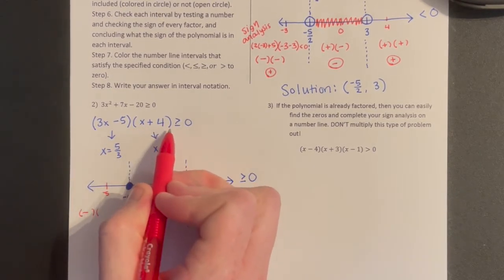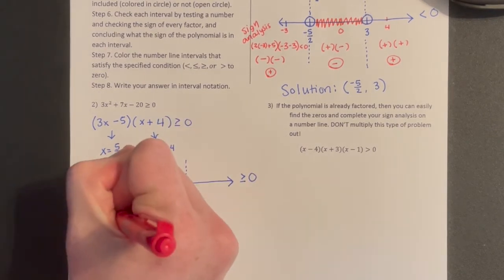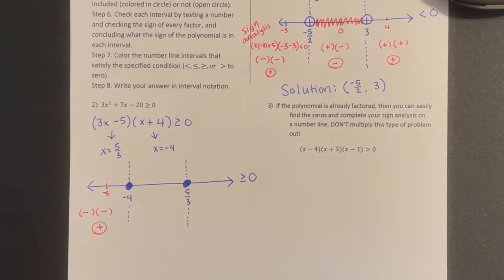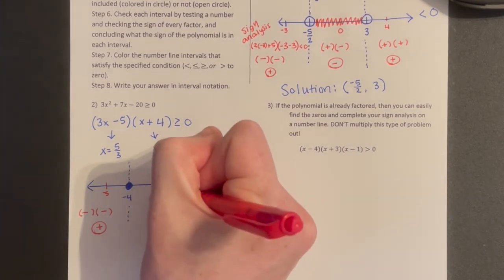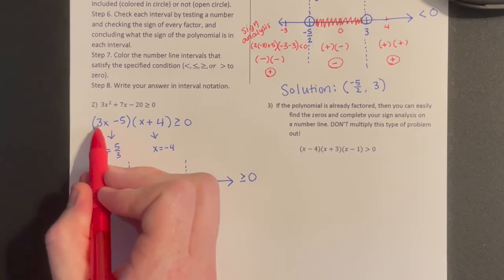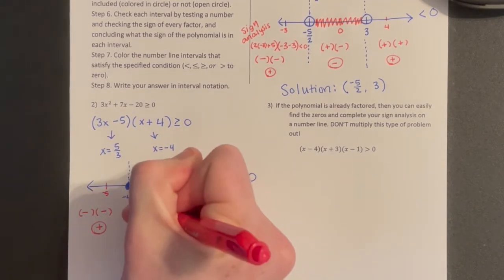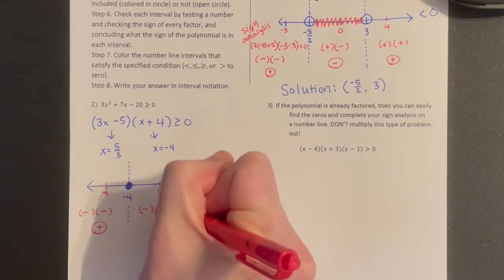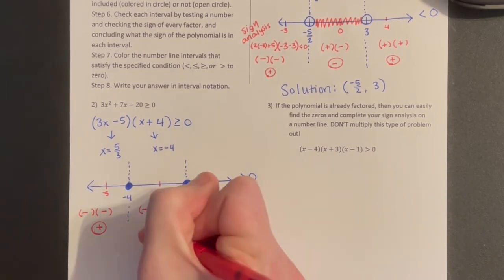-5 plus 4 is negative, and a negative times a negative is a positive. We test out a value in between, like 0. 3 times 0 minus 5 is just -5, so that's negative. 0 plus 4 is positive, and a negative times a positive is a negative.